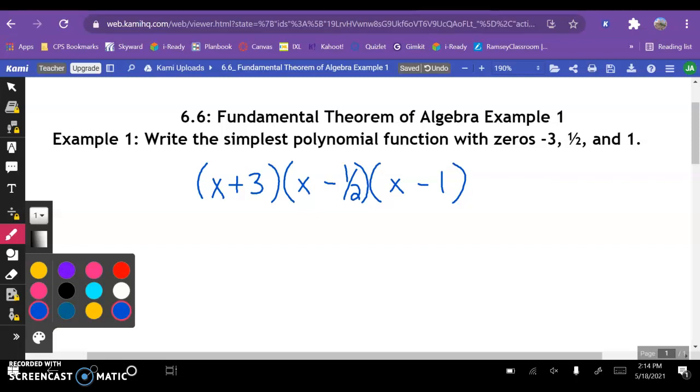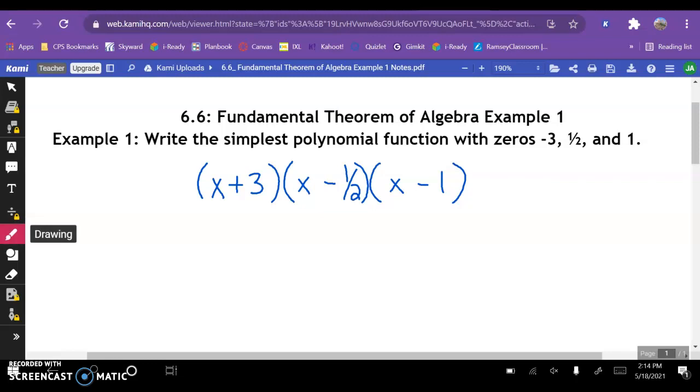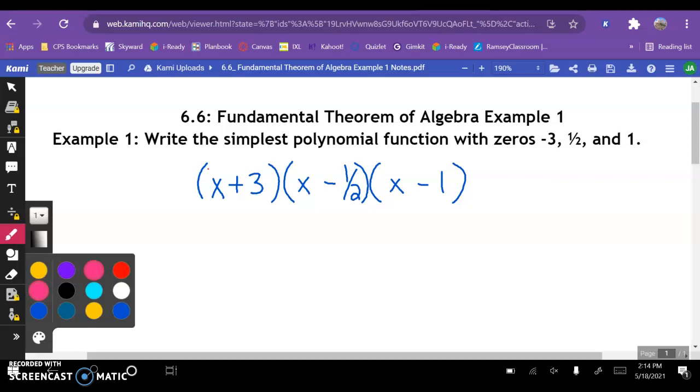Now what we have to go through is multiplying these 3 together. So we can't multiply all 3 together at one time. We will be so messed up. So we're going to multiply the first 2 together and get our answer, and then we're going to multiply that by the third one. So these are binomials. So what I'm going to have to do is FOIL. So again, we're just looking at the quantity of x plus 3 and the quantity of x minus 1/2 right now. And we're going to multiply the first 2 terms.